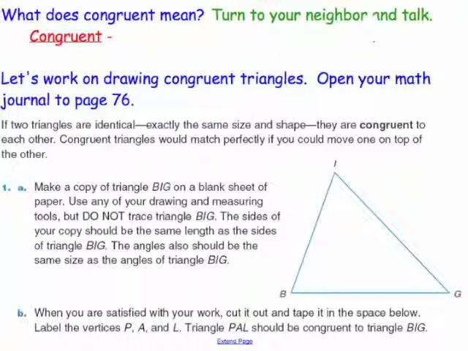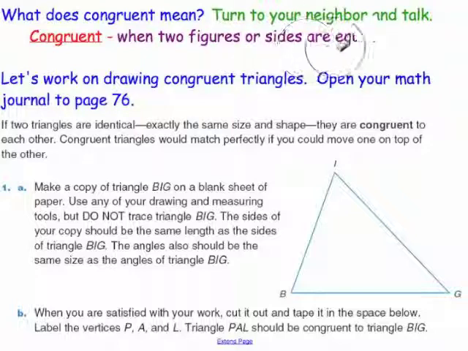Now we're going to talk about the word congruent. Congruent means when 2 figures or sides are equal. You've probably heard this a lot, similar and congruent. Congruent means that they're the exact same size, exact same shape. Similar is when they're just the same shape but maybe different size. So we're just going to talk about congruent triangles.